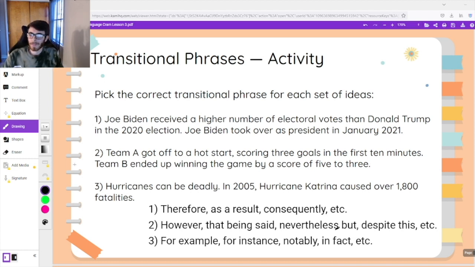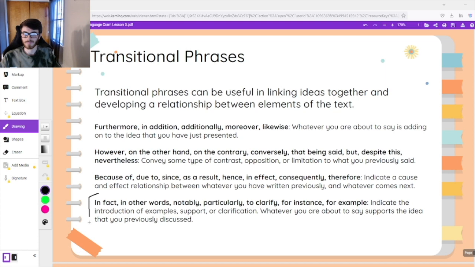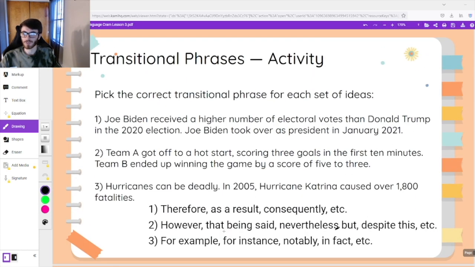And for the third one, hurricanes can be deadly. In 2005, Hurricane Katrina caused over 1,800 fatalities. Okay, so this one, the first one's just a statement, hurricanes can be deadly, and the second one is kind of evidence that supports that statement, right, or an example of that. So we're going to use something from this fourth category. For example, for instance, notably, in fact, something that introduces an example. Hopefully you came to the same conclusions I did.